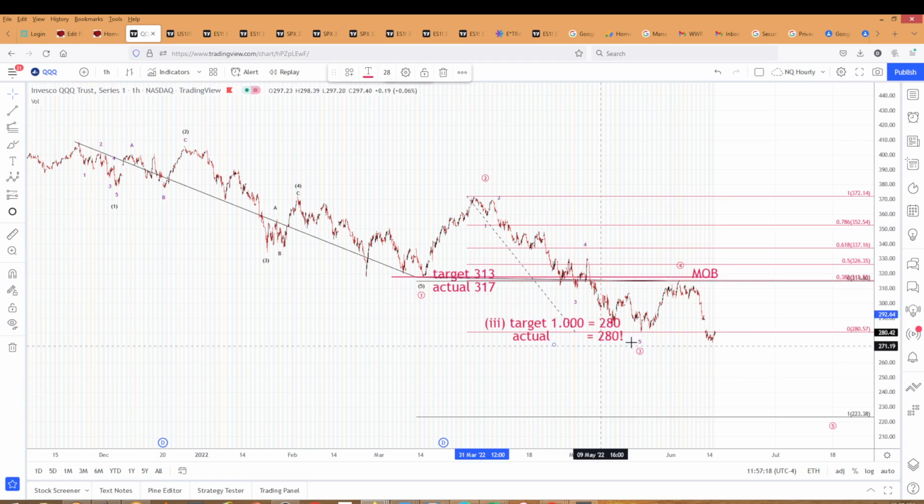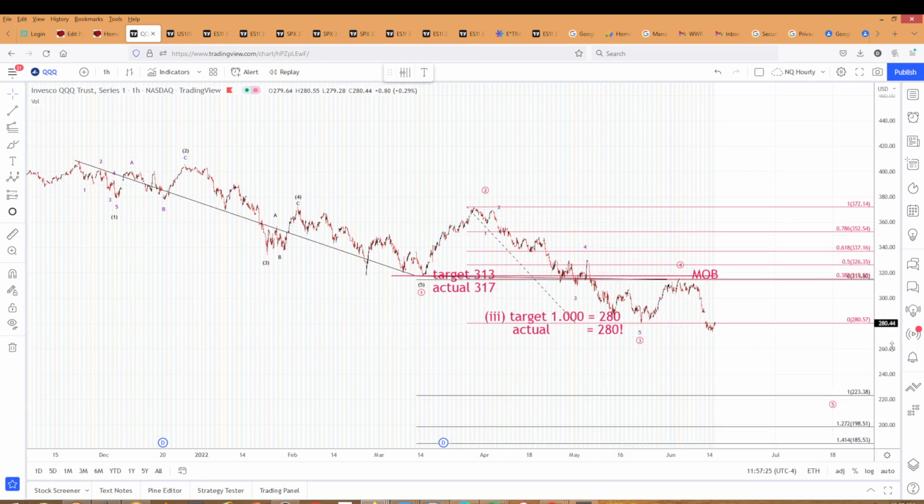There we go. That's the 3, 280. And this 5 is 223. As long as that holds, 223 is the target. This is live. Let's go to the US 10-year.